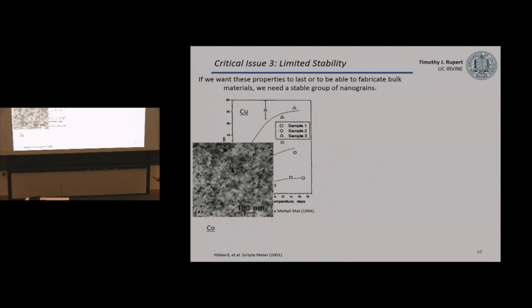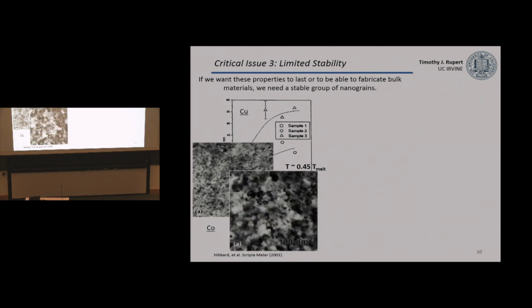This is an example of a deposited copper film. Again, all these contrast points are little small crystals inside of our sample. If I heat this thing up just a little bit, 45% of our melting point, so not very high, I can see that these grains very quickly get much bigger. And I'm going to lose that strength that I care about.